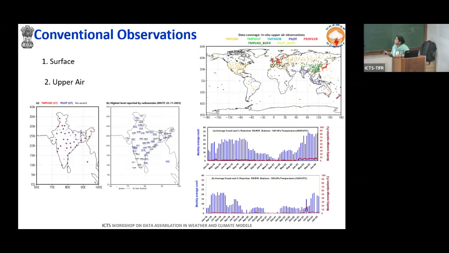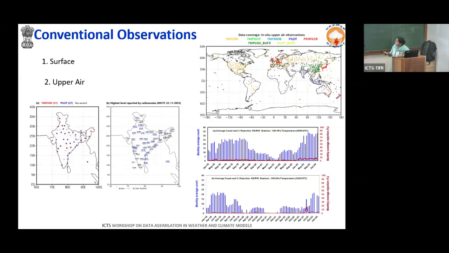during 12 UTC. But here you can see that during the COVID time, there is a drastic decrease in the number of radiosondes. At this time IMD did not have the radiosonde payload, and there was a lack of manpower also. So that time we witnessed a very huge, drastic reduction in the number of radiosondes that we received over the Indian region. And if you see, these blue bars are the monthly average count of how many radiosondes we are receiving, and this red line is the percentage rejection.